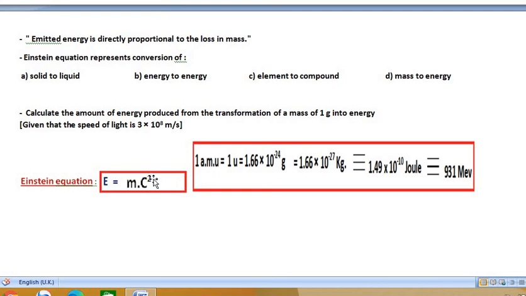Okay, you can use the calculator to find the answer. The answer will be in joules.